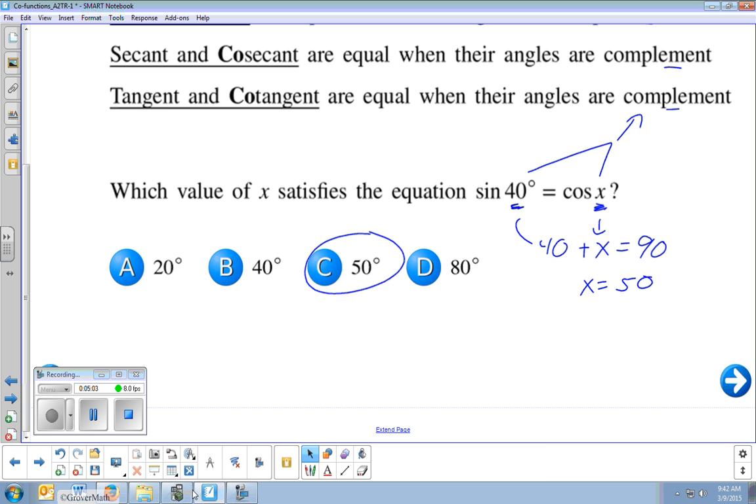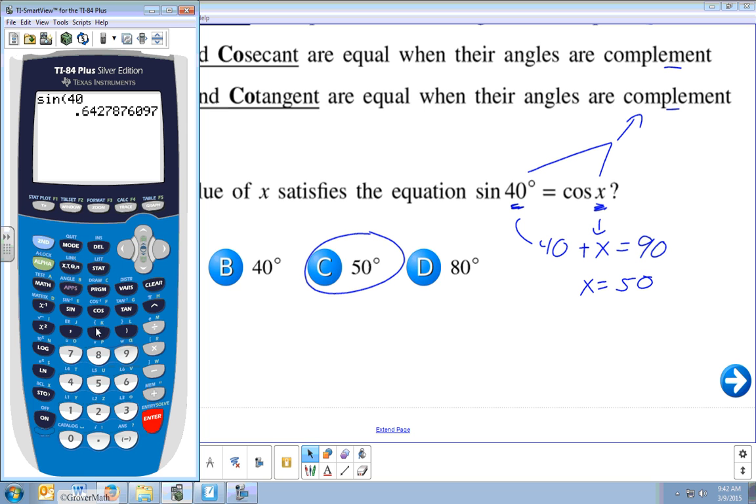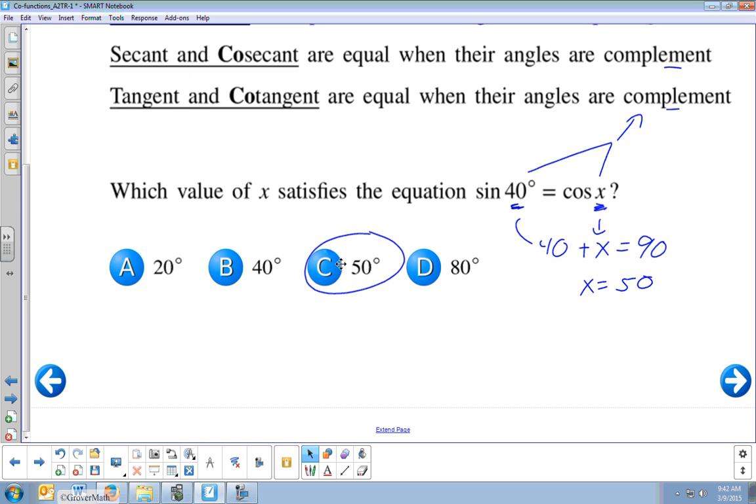And you can certainly check it on your calculator very easily. Type in sine 40, get that, type in cos 50, same thing. And again, if we were to draw a picture, whatever our 40-degree angle is, whatever's opposite our 40 is going to be adjacent to the 50. And the 40 plus 50 is 90, and those are the two acute angles in the triangle.